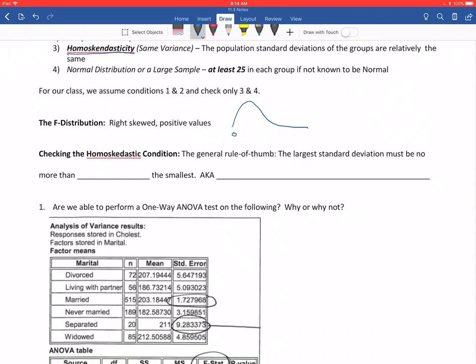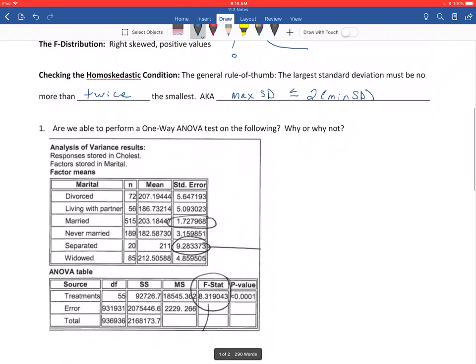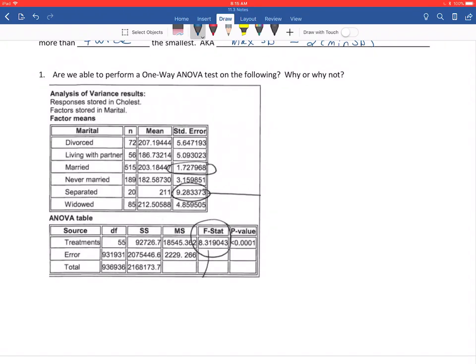But how in the world do we check this homoscedastic condition? The general rule of thumb is that the largest standard deviation can be no more than twice the smallest. So how we usually check this is we take the max standard deviation and make sure that it is less than or equal to twice the min standard deviation. Okay, so let's just practice this.